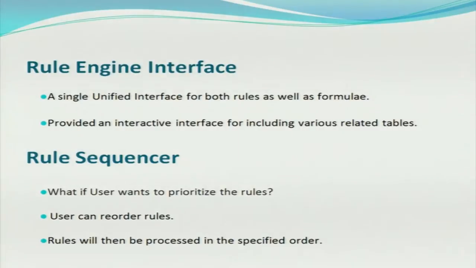Another case arises, like we have a set of multiple validations on a particular field and the user wants to prioritize some rules. So we have a feature of rule sequencer in the RBAC in which the user can reorder the rules, and after the reordering, it gets saved into the database, and the rules are processed in that specified order only.